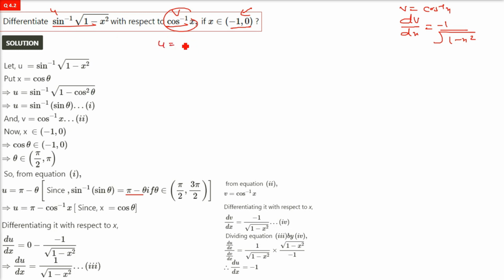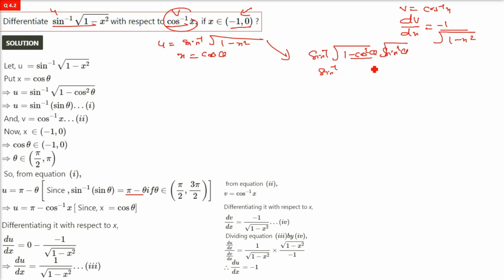So you have u as sine inverse under root 1 minus x square. Now we are putting x as cos theta just to simplify this. X is cos theta, so it will be sine inverse under root 1 minus cos square theta. So 1 minus cos square theta is sine square theta, and under root of sine square theta is going to be sine theta.